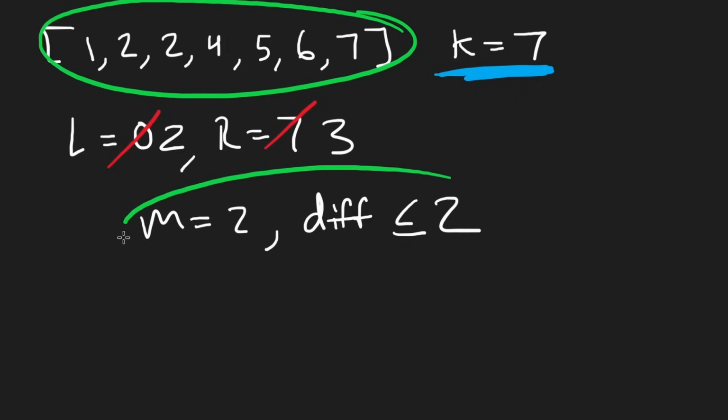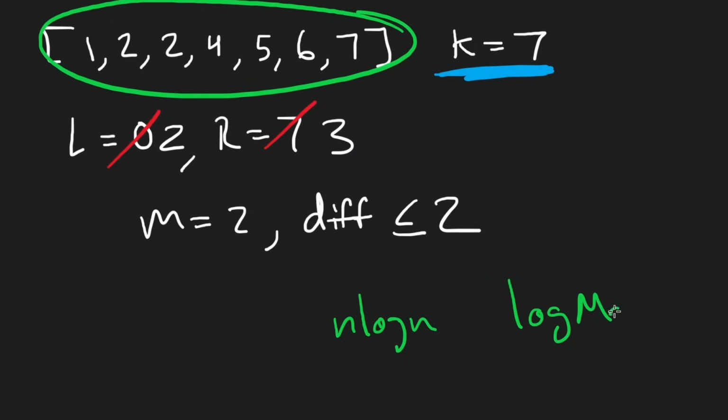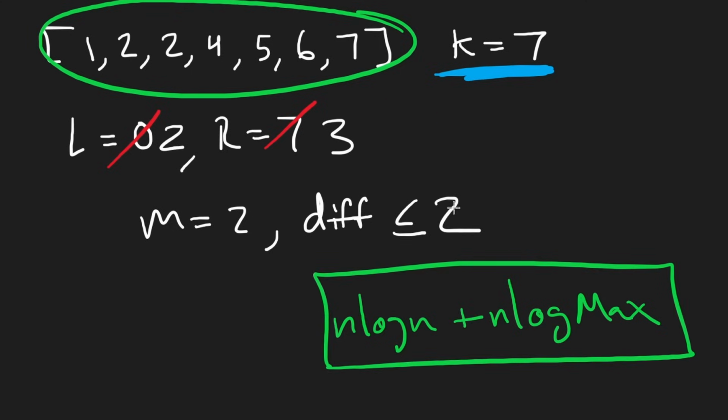But I hope you do believe me when I say the time complexity from sorting is n log n, and then the binary search, given that the log is going to be the max element, let's call that the max, and we're going to do it with a sliding window every single time, so we're going to multiply that by n. So this is the overall time complexity. So now let's code it up.